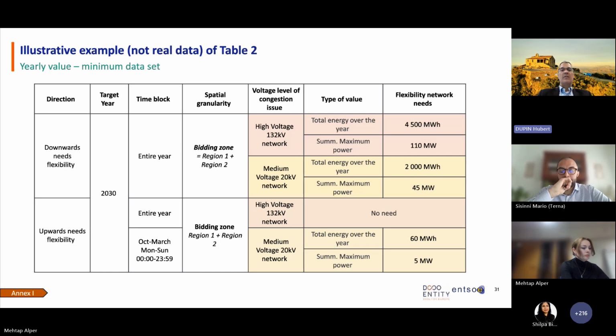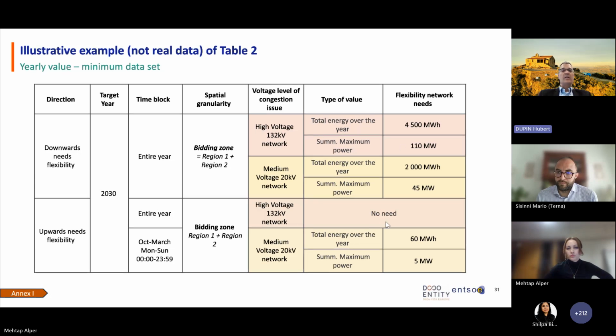So if I have 10 megawatt of need, say in the winter in an area, and 10 megawatt of need in summer in another location, obviously I will at each time only use 10 megawatt, but overall I'll need 10 plus 10 megawatt of resources installed somewhere in the country. So the value that we provide in megawatt is the installed flexibility resources somewhere in the country. So that's the minimum data set.